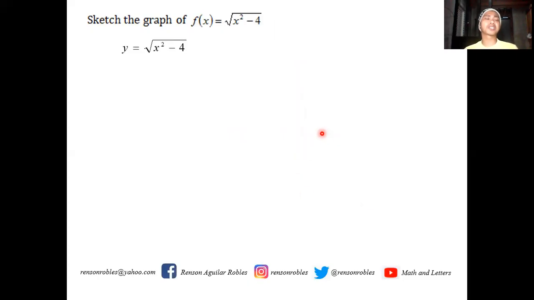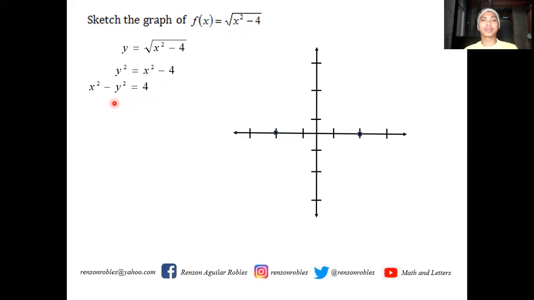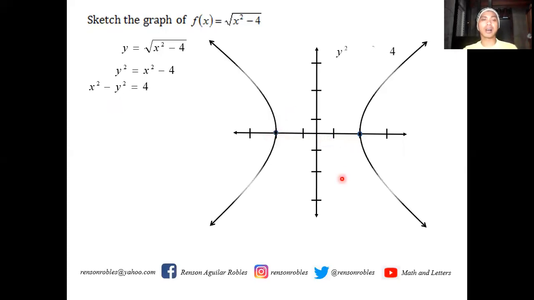And again, I will just replace f of x by y. So I now have y equals the square root of x squared minus 4. And then again, manipulating this equation, squaring both sides, I have now y squared equals x squared minus 4. And then eventually, I can have x squared minus y squared equals positive 4. And again, recalling the properties of the conics, this is now a hyperbola with center at 0, 0, with minor and major axis equal to 2. Okay? So this is negative 2, 0, this is 2, 0, and then we can now easily draw our hyperbola.